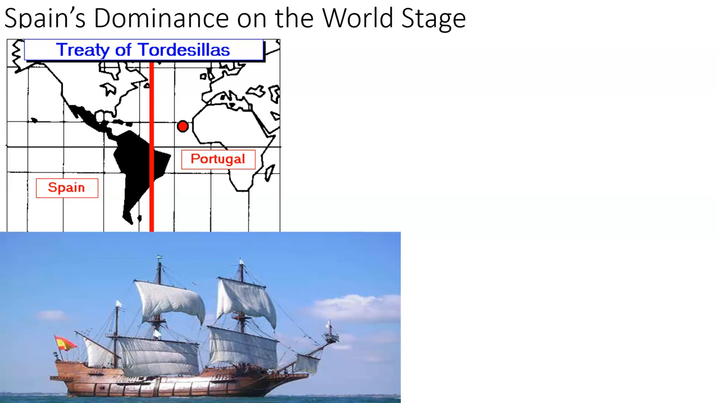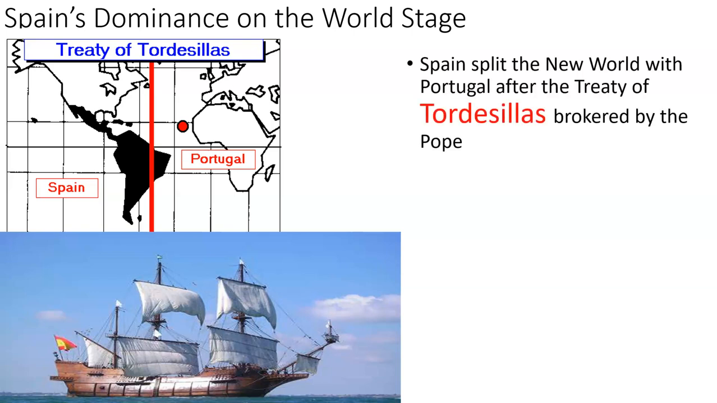So Cortez was the Spaniard. He's the conquistador, right? And then you had Pizarro, who was on the other side of things, who destroys the Incan people. Okay. What will happen is the Treaty of Tordesillas is brokered by the Pope. So Spain and Portugal are both Catholic nations, and the Pope doesn't want Catholic nations fighting against each other. That's bad for business.